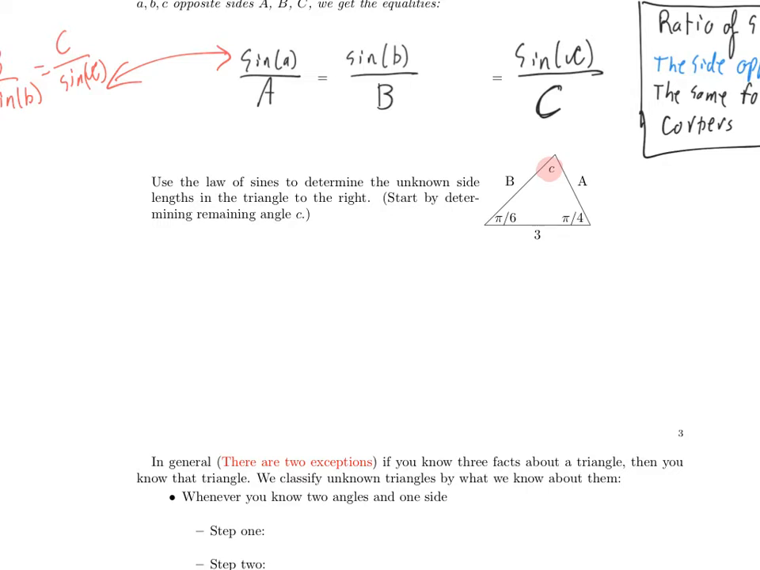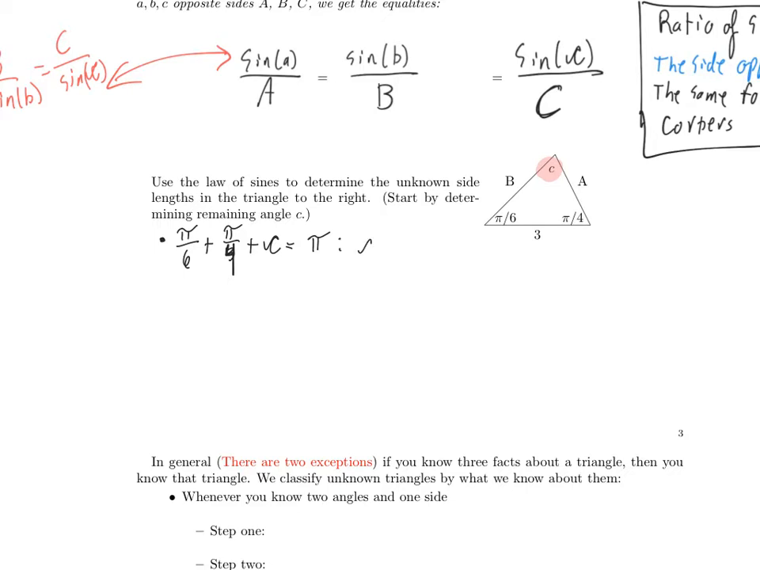What do the three angles inside of a triangle add up to? They add up to 180 degrees, or in radians, because I'll prefer radians, pi radians. So the first thing that I will use is pi over 6 plus pi over 4 plus C is equal to pi. I could solve that for C, right? It looks like the common denominator will be 12.